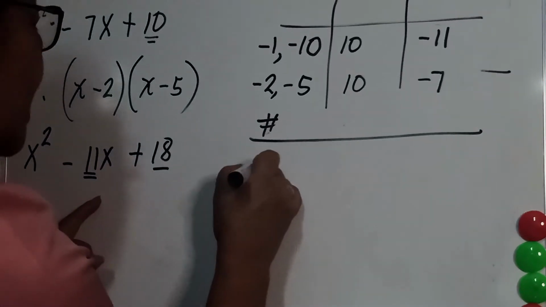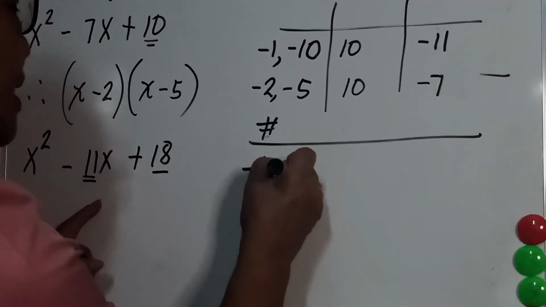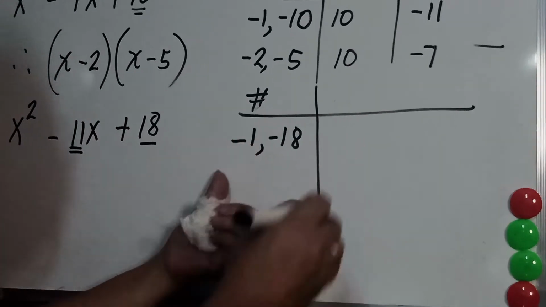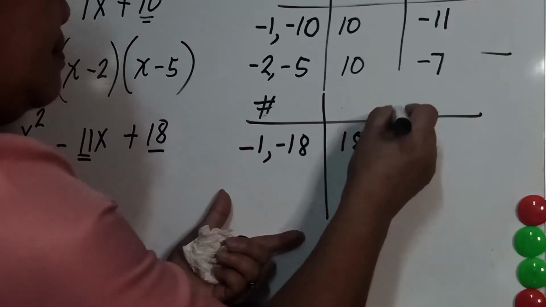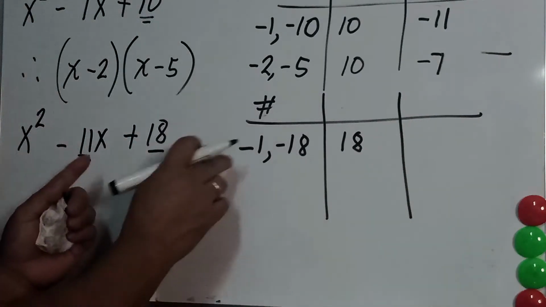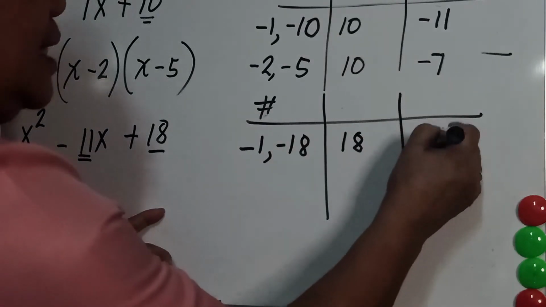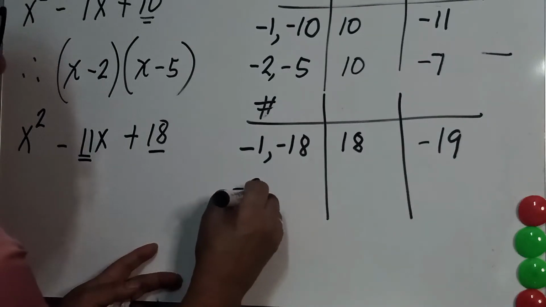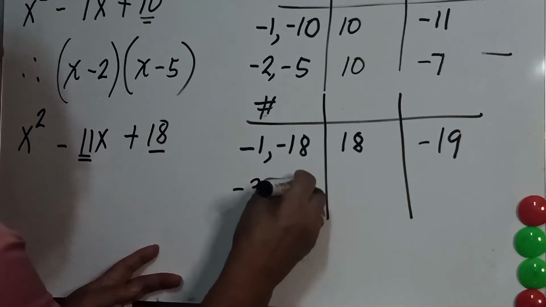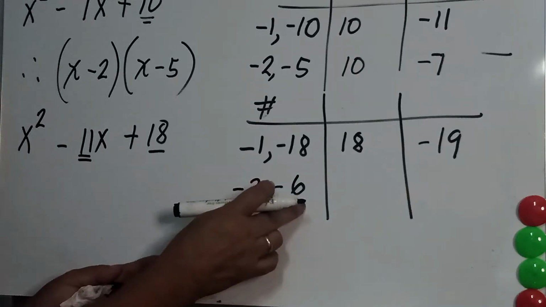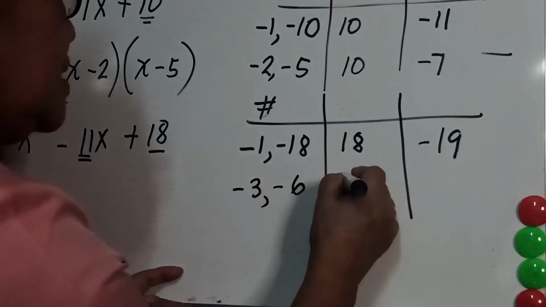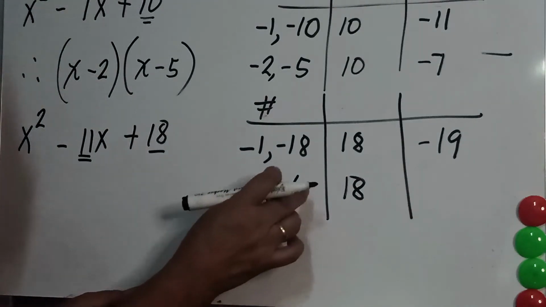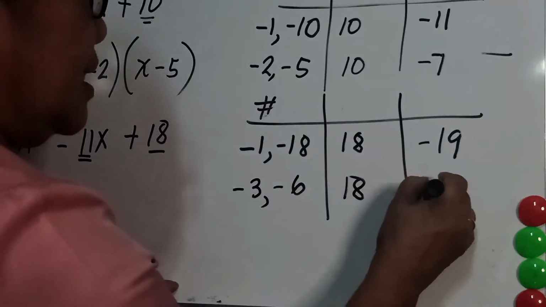Let us have two numbers. We have negative 1 and negative 18. The product is positive 18. The sum is negative 19. Let us have negative 3 and negative 6. Negative 3 times negative 6 is positive 18. Negative 3 plus negative 6 is negative 9.